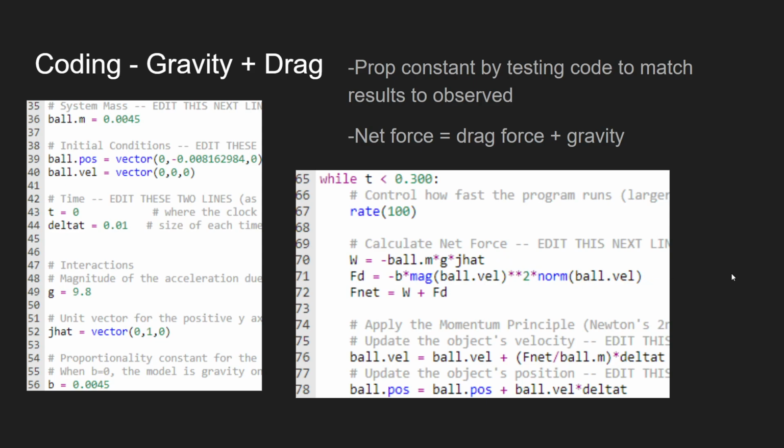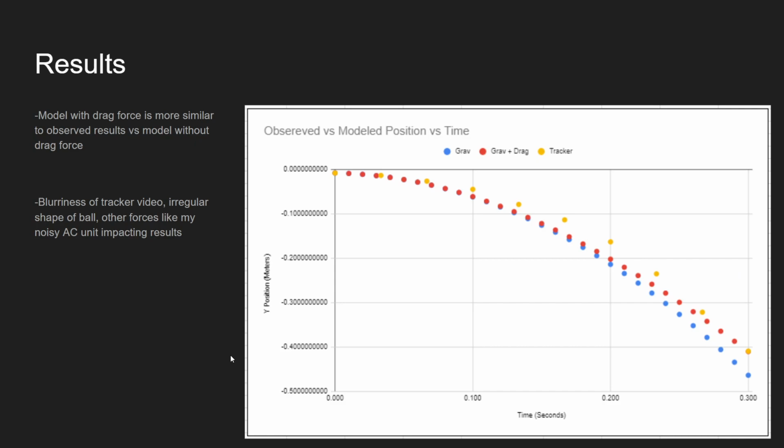just the gravity force. And the results, as you can see: the model with drag force, the red, is more similar to the yellow, the observed results, than the model with only gravity, the blue. So these two are more similar, which is what we expected. Any reasons that it's not perfect are just human errors, inconsistencies, and things out of my control: the blurriness of the Tracker video, the irregular shape of the ball, and other forces not accounted for, like my AC unit in my room.